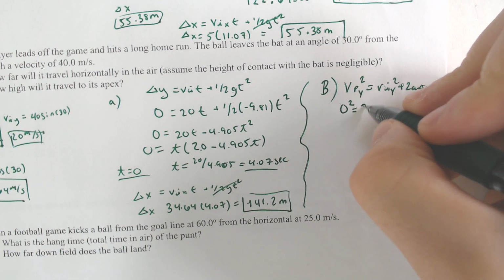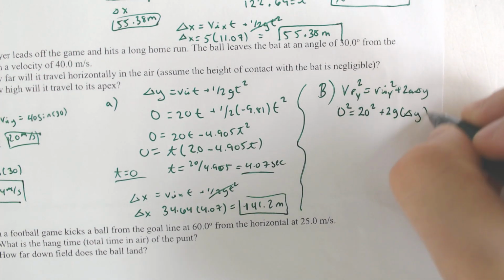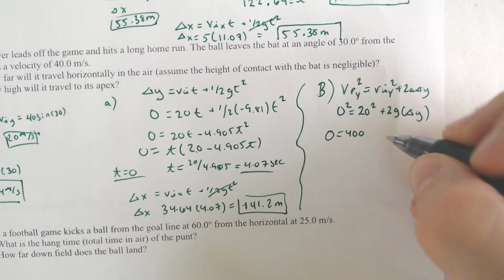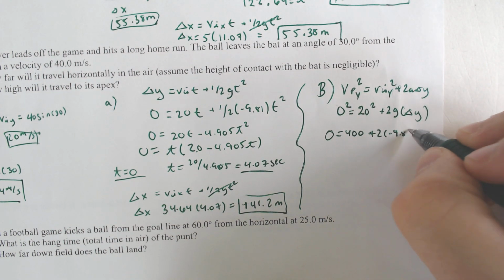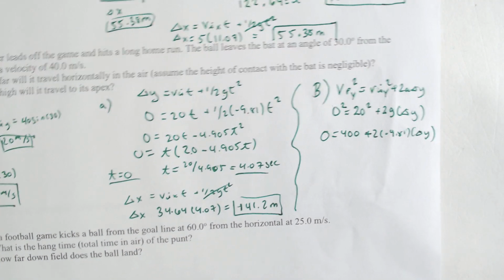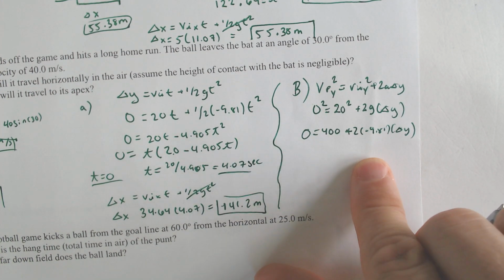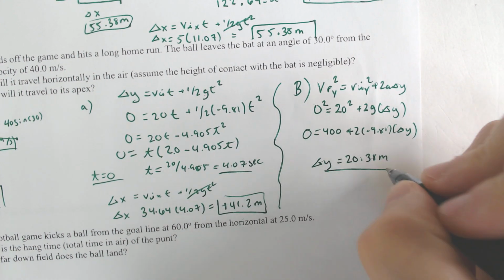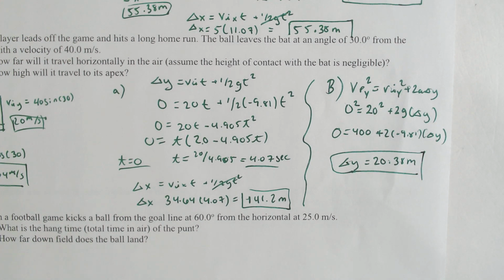Our initial for y is still 20, so it'd be 20 squared, 2 gravity, delta y. You just solve for your delta y. So you end up with 0 is equal to 400, plus 2 times negative 9.81 delta y. If you solve for y here, subtract 400, divide by that 19 point something number, you end up with a delta y of 20.38 meters. Okay? So not too bad, and one of the ways that you could get there.